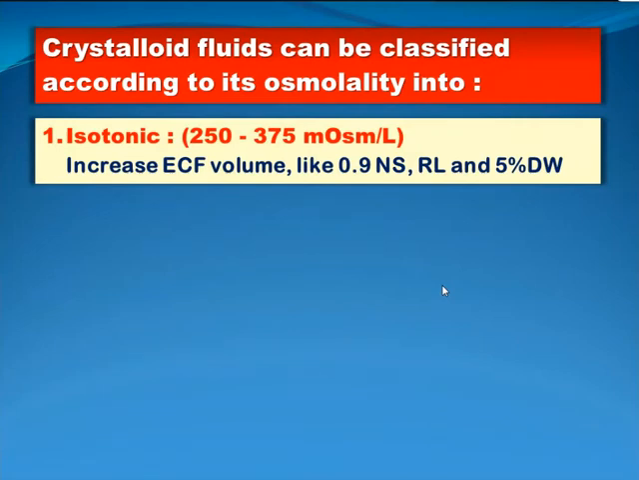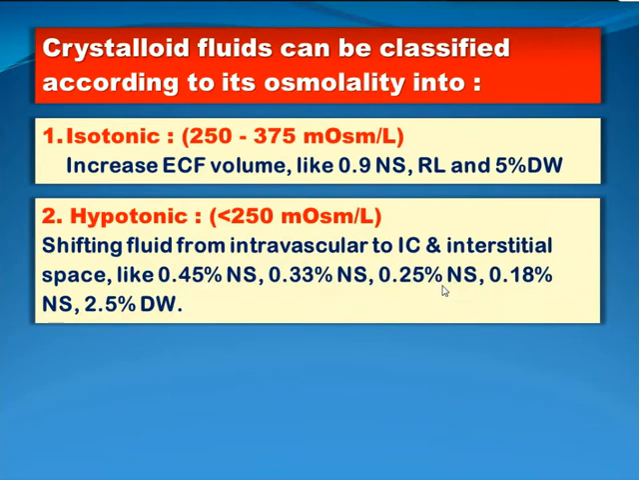The other is hypotonic. From its name, the tonicity or the osmolality is much less than that of the plasma. So it is less than 250 milliosmoles per liter. Because it is hypotonic, with decreased osmolality, this will necessitate a shifting of fluid from the intravascular to the intracellular and interstitial space. Because, you know, the aim is to maintain the osmotic pressure balanced between the two compartments. So there will be shifting from the extracellular or intravascular to the intracellular.